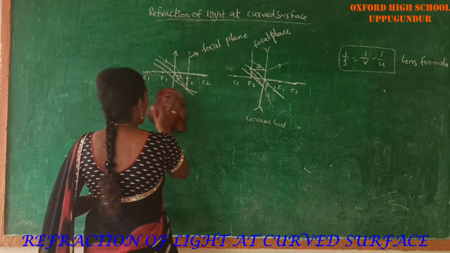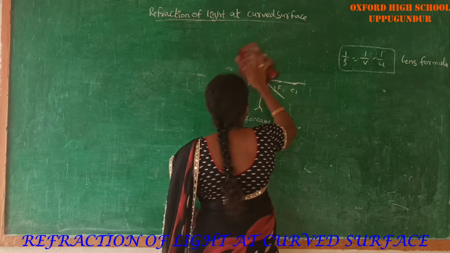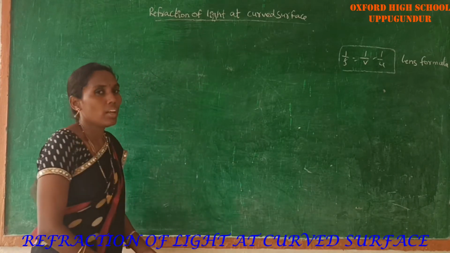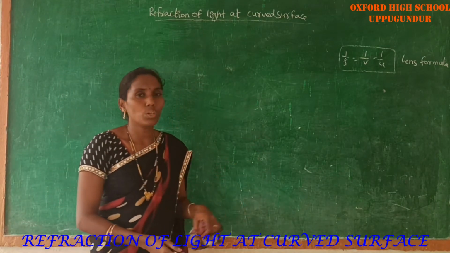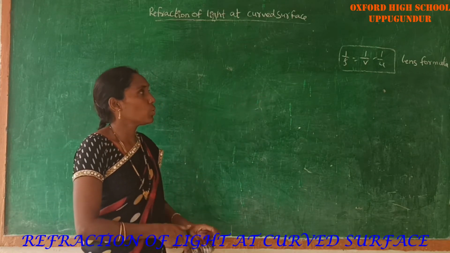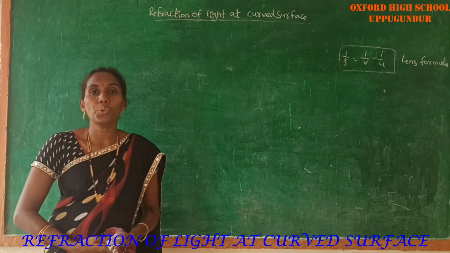After that, I have to explain the lens formula. The mirror formula is different from the lens formula. Mirror formula: 1 by f is equal to 1 by v plus 1 by u. Lens formula: 1 by f is equal to 1 by v minus 1 by u.